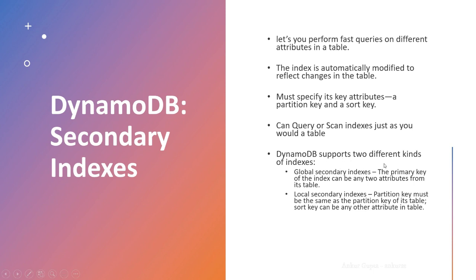Now DynamoDB supports two different kinds of indexes that you can create. The first one is global secondary indexes. In this one, the primary key of the index can be any two attributes from its table. So you don't have to specify the primary key or the partition key that you specified while creating the table. You can specify the partition key as any other attribute from the table. The other type is local secondary indexes. Now while creating local secondary indexes, the partition key must be the same as the partition key of the table which you specified while creating the table. In fact, local secondary indexes can only be created when you are creating a new table, and you cannot add local secondary indexes later on.